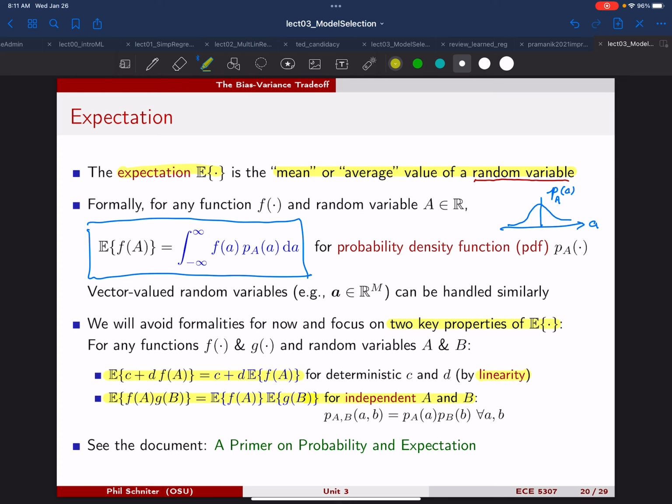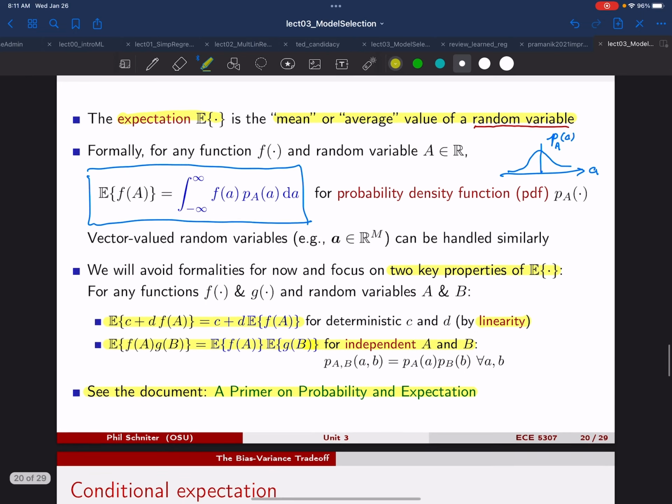Okay. And like I mentioned last time, I wrote a short document that tries to explain all this from the very basics: what are random variables, what's expectation, all this stuff. And you can find this on the course Git repo. Okay. So any other questions on expectation?